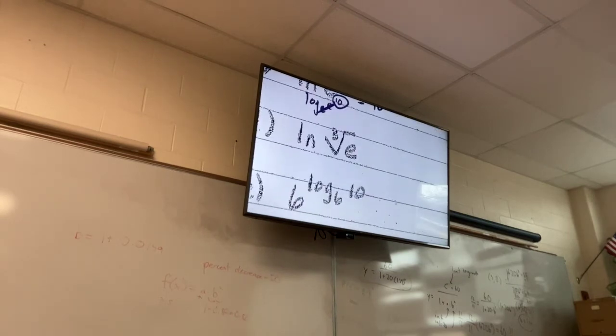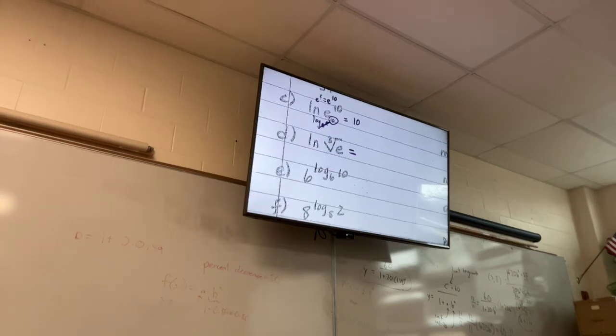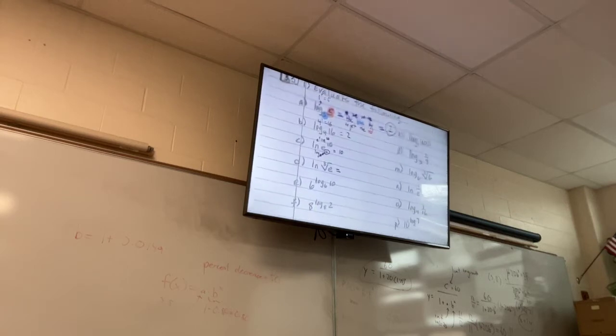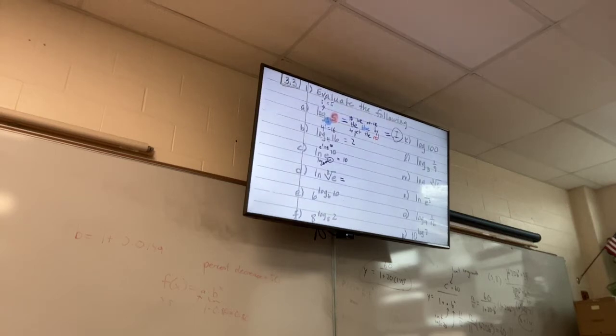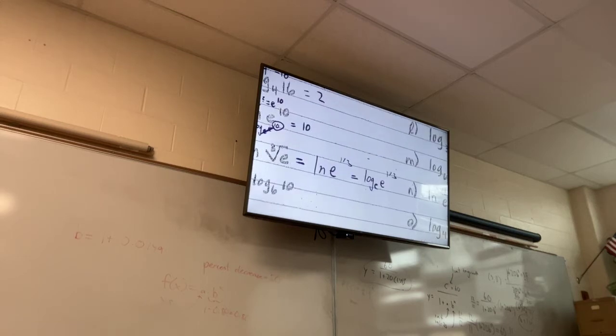Here's one. Anyone have any idea how to do this one? What were you going to say, Kate? Is it like 1/3? Yeah, good job. So you can rewrite the cube root of e as e to the 1/3. And then ln, remember, ln is just log base e. So what this is saying is e to the what gets us e to the 1/3. And then 1/3, yeah. So that's equal to 1/3.